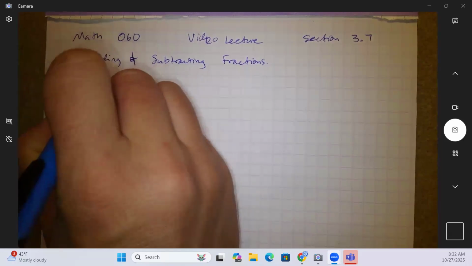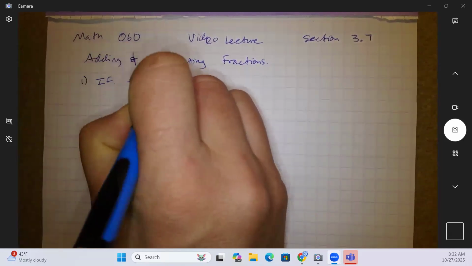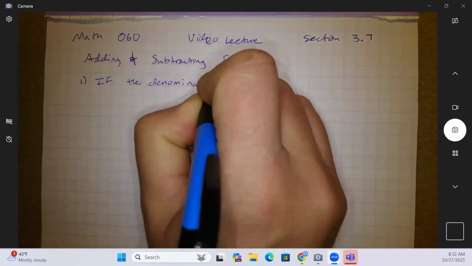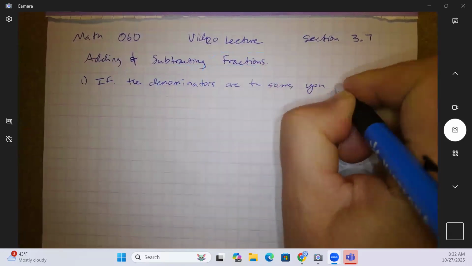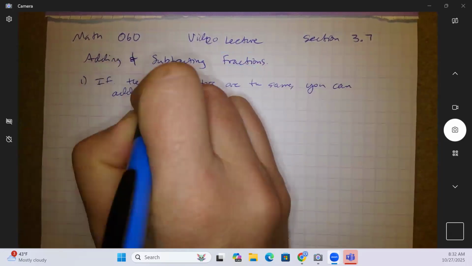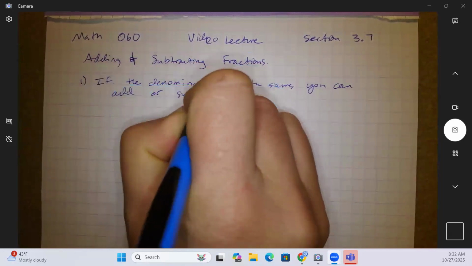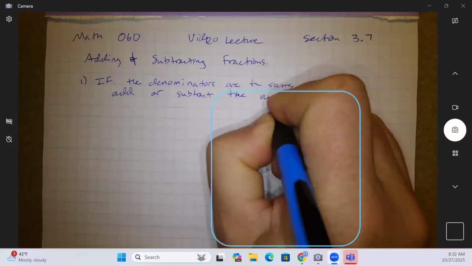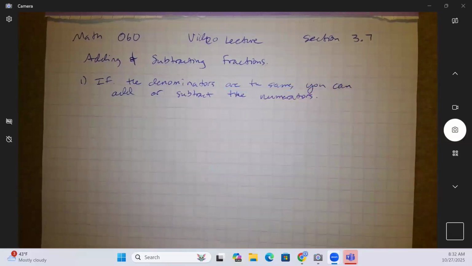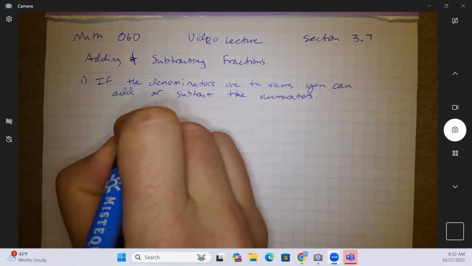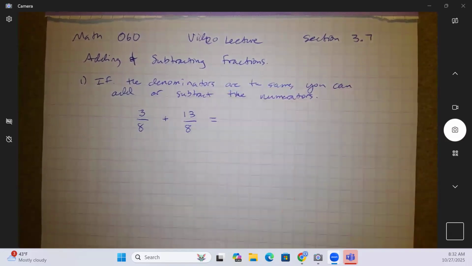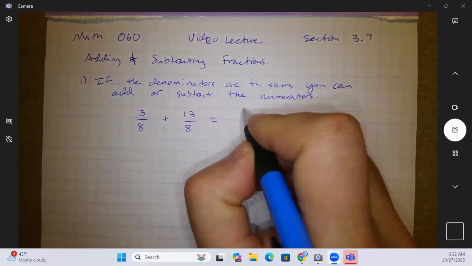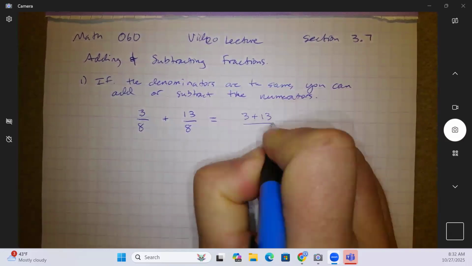So we have a nice rule. If the denominators are the same, you can add or subtract the numerators. So if I take 3/8 and I add to that 13/8, because those denominators are the same, that's 3 plus 13 over 8.